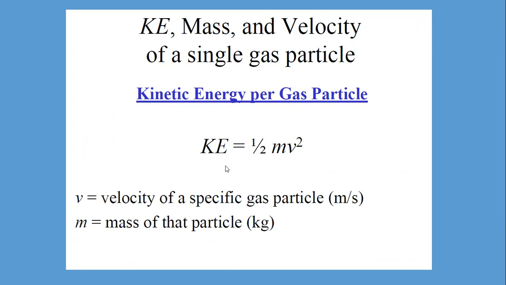You'll see this calculation on your reference sheet, and this is calculating the kinetic energy of a gas particle. If we were to follow a single gas particle and see what's going on with it, we have to consider its mass and its velocity. If we calculate per particle, the kinetic energy is 1/2 times the particle's mass times the velocity in meters per second.